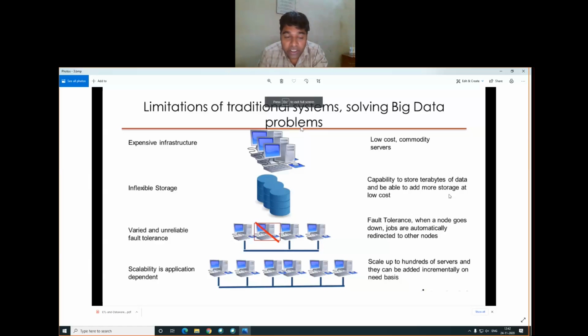Unreliable fault tolerance in the traditional system. In Hadoop, when a node goes down, jobs are automatically redirected to another. And scalability is application dependent in the traditional system, whereas in Hadoop it scales up to hundreds of servers, which can be added incrementally on a need basis. So on the left side we have the limitations of the traditional system, and on the right side we have how big data solves these problems. This is the comparison of the traditional system and how big data solves these problems.